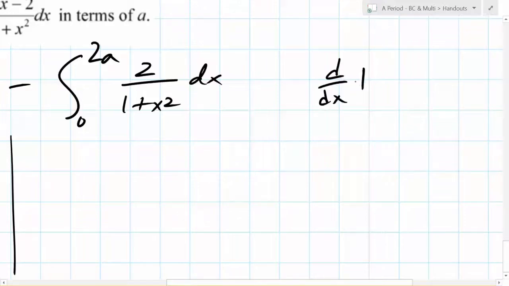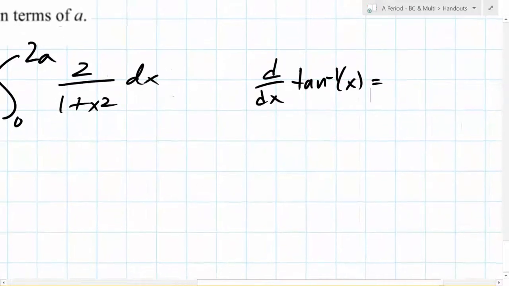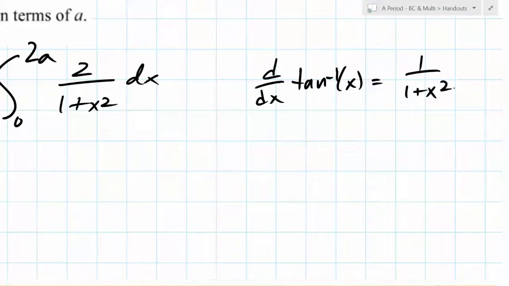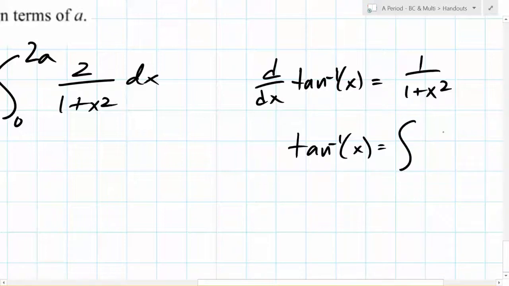What's the derivative of tan inverse? What's the derivative of tan inverse? 1 over 1 plus x squared, right? So if you were to integrate both sides of that, what happens when you integrate a derivative? What do you end up with? You're back where you started, exactly. So this means that tan inverse of x is equal to the integral of 1 over 1 plus x squared.